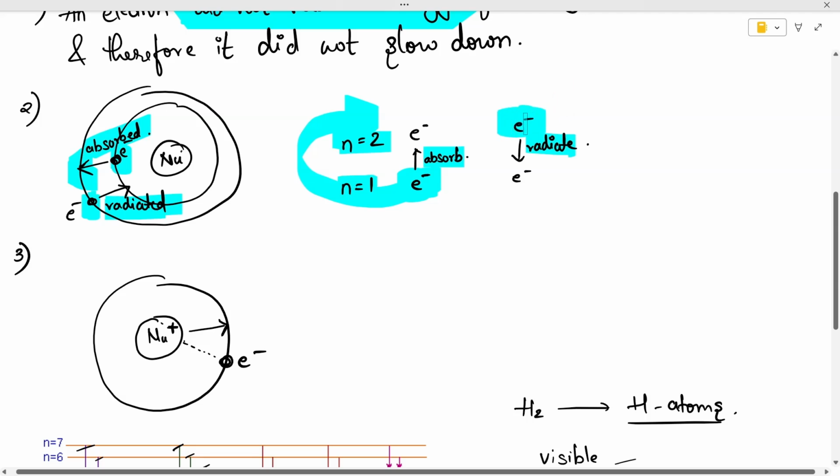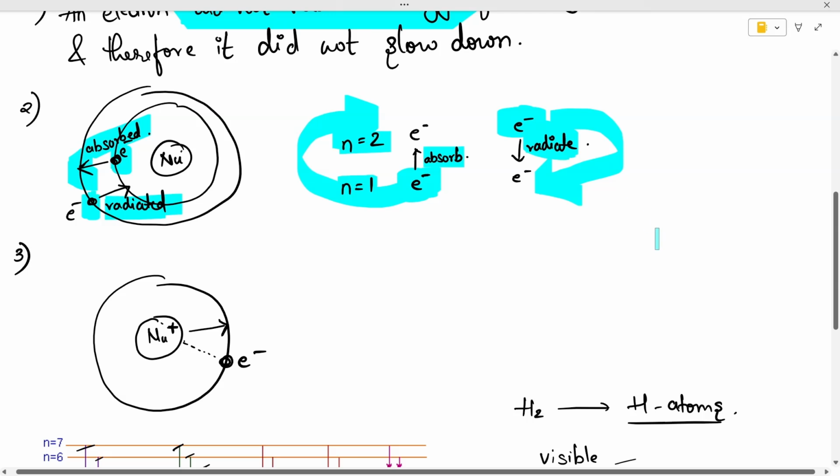Here we have an electron in the second orbit. Now this electron wants to move towards the first orbit. Okay, it is already in a higher orbit. It wants to move to a lower orbit. Now, if an electron wants to move from a higher orbit to a lower orbit, it should radiate energy.